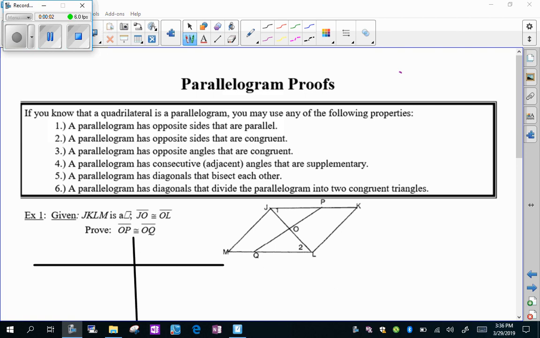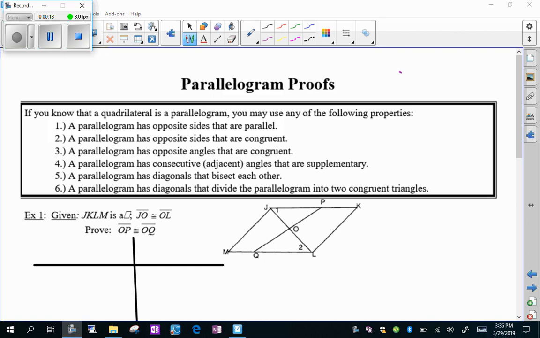In today's video, we're going to talk about parallelogram proofs. And what we're going to do is take the properties that we talked about in class and apply them to a couple of proofs that we have. Now, the properties that we talked about are in the box.